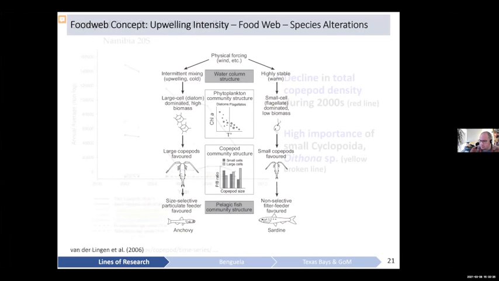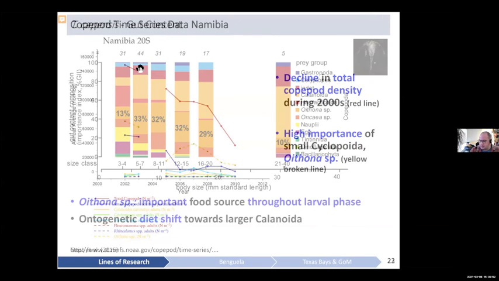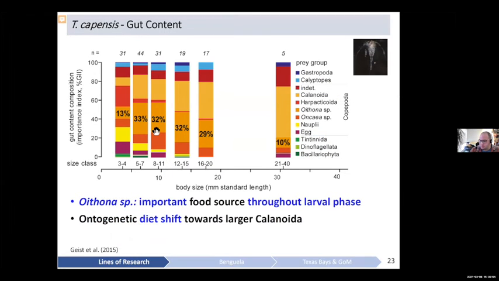So that was our starting point. We also know from a copepod time series that there was a decline in total copepod density during the 2000s, and a higher importance of cyclopoida, and especially Oithona, relative to other groups in more recent years during the GENUS project. That is why I looked at the stomach content composition of horse mackerels as the main species, and we saw that Oithona is an important food source throughout the larval phase.